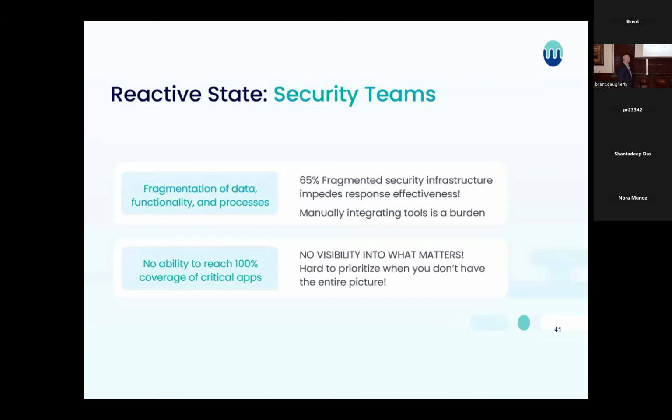Next. Okay, so security team. Let's flip to the security side. All right, 65% say fragmented security infrastructure impedes response. What does that mean? Well, that means you are running a lot of different tools in many different places, producing many different results, and you don't have the ability to actually see the big picture.